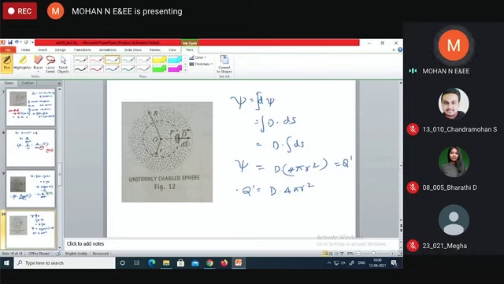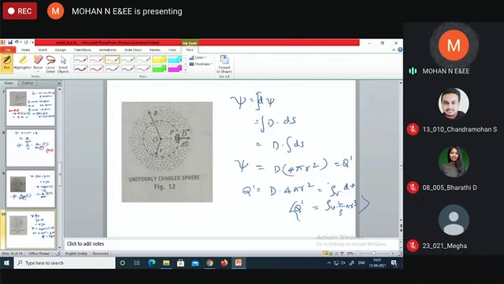So how do you find out the Q dash in terms of the volume charge density into the volume? That is nothing but rho v into dv. Rho v is the volume charge density. Dv is the volume of the Gaussian sphere. I'm talking about the Gaussian sphere, so it is nothing but 4 by 3 pi r cube. So your Q dash is equal to rho v into 4 by 3 pi r cube.